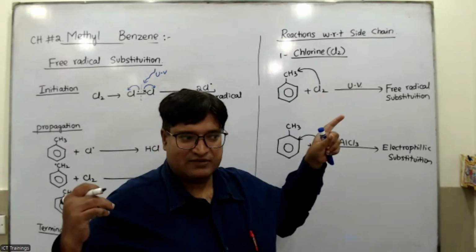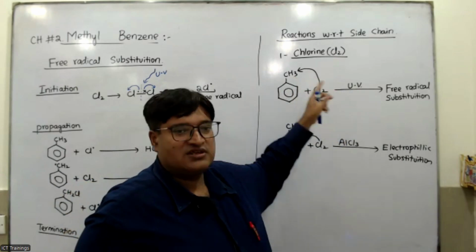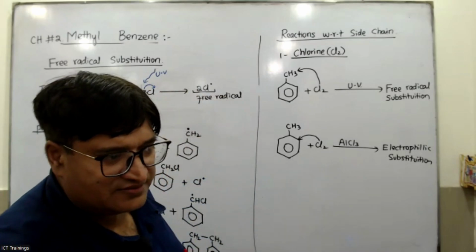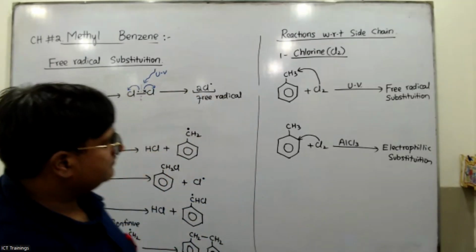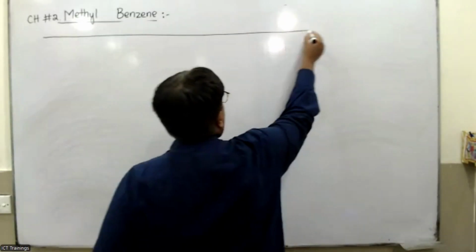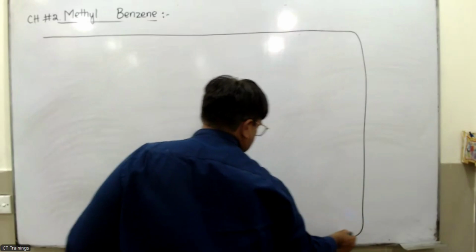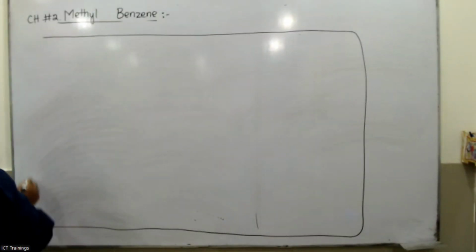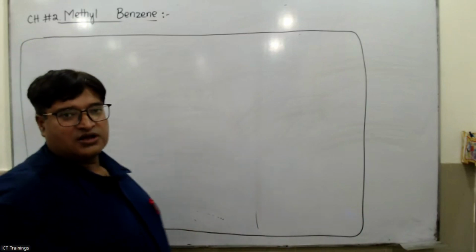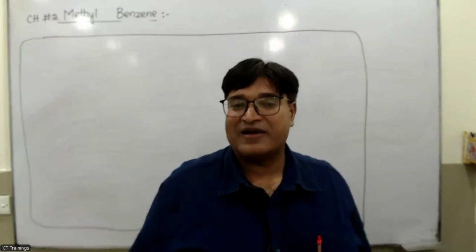Then this reaction would take place. So all the hydrogens are replaced one by one with chlorine. Did you get it? Yes, sir. So this is an extra thing which is based on free radical substitution reactions. This is not part of the reactions we are doing, the reactions with respect to side chain.